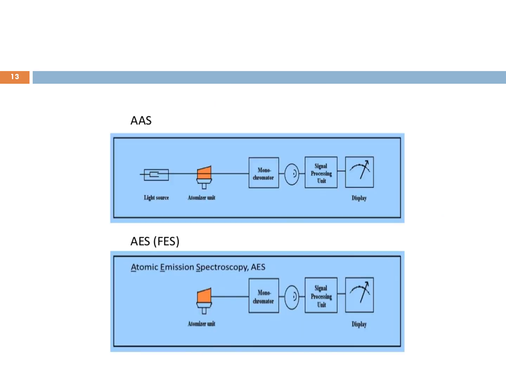Okay, so kalau tengok dalam AAS ada light source. Sebab dia nak absorb this radiation from this light source. Tapi untuk AES, there is no light source. Sebabnya dia tak nak measure the absorbed radiation, but dia nak measure the emitted radiation, in which the emitted radiation ni berlaku due to the excitation daripada flame ni lah.